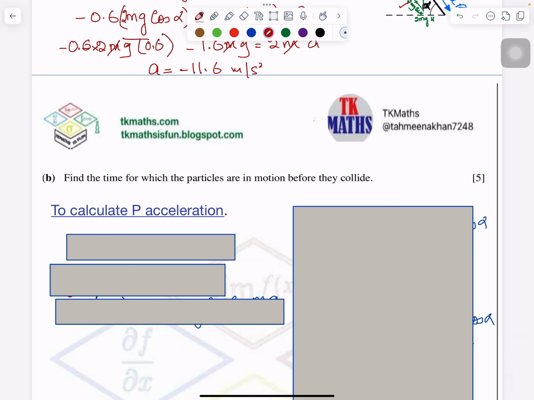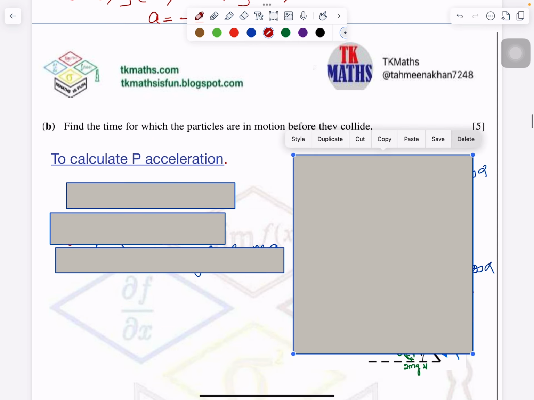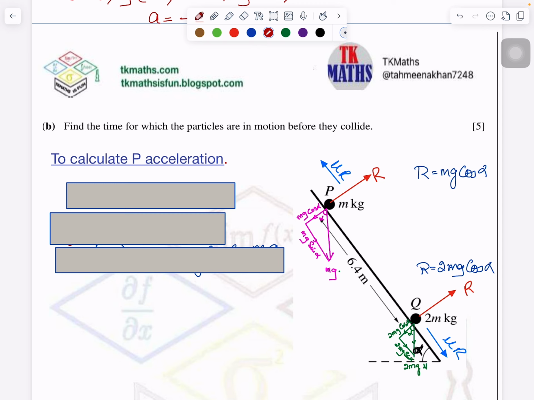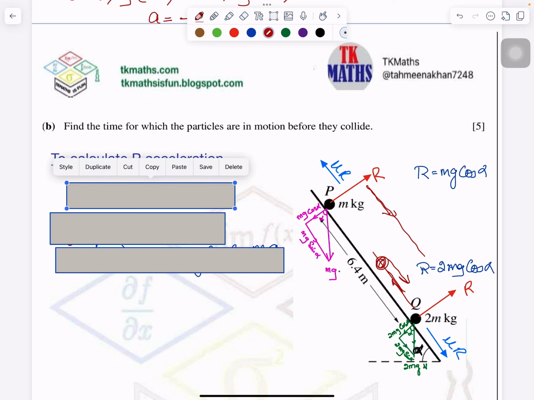Second part of the question: find the time for which the particles are in motion before they collide. Now this is something very tricky. There are different situations, so we have to ensure which one will be applicable. What do I mean by that? When P is coming down and Q is going up, we have to see first of all whether they collide first, or Q reaches the point of being instantaneously at rest and starts moving back, and then P follows it and hits it. So we have to check here, what is the acceleration of P first?